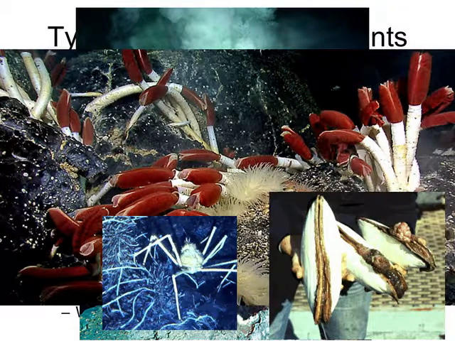And then on the next slide here, you can see other organisms. On the right there, you see these very large mussels that also use a similar type of bacteria to do chemosynthesis, as well as these very large crabs. And those crabs are detritivores, so they eat whatever material is around the vent at the time.